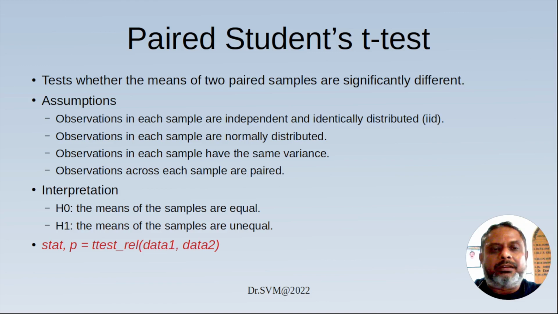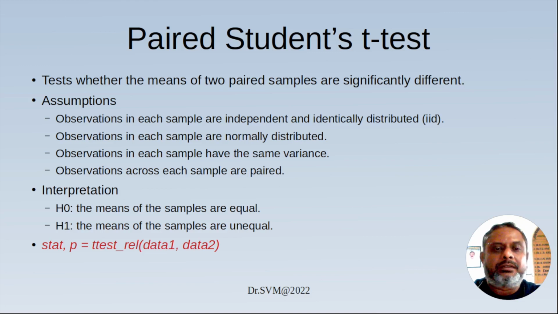So this is going to verify whether two samples of the same people, are they significantly the same or different? Whether the means of these two are the same or different is what we are trying to test. So that is done through the paired students t-test.